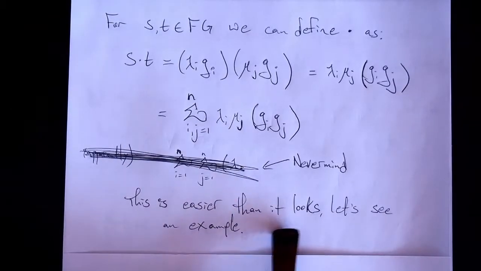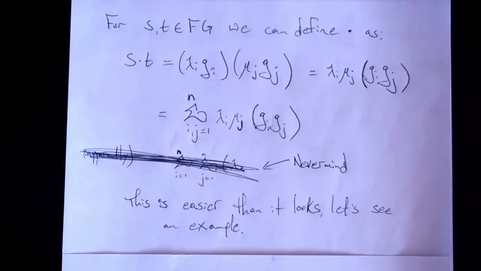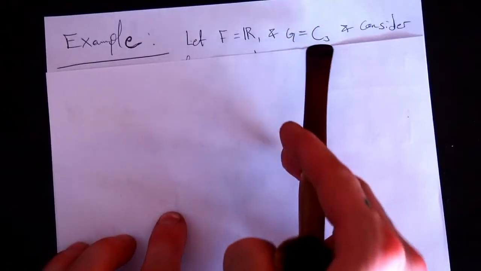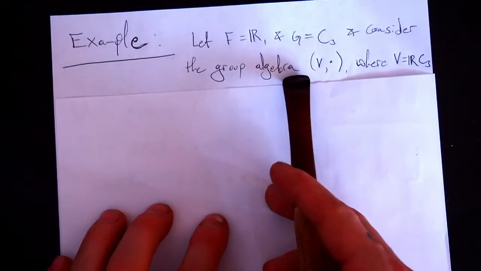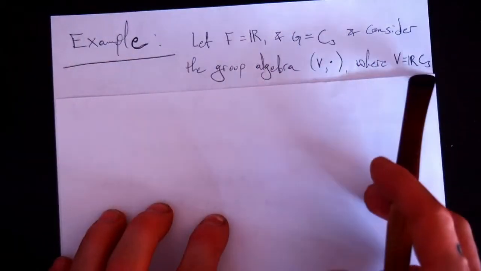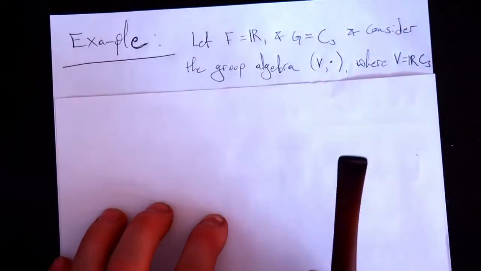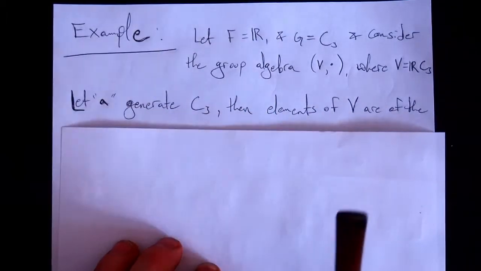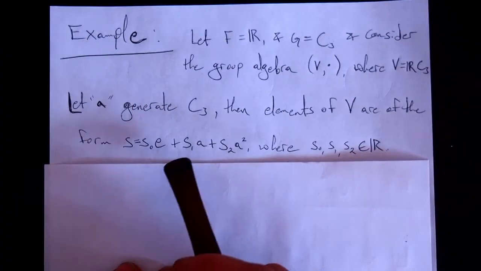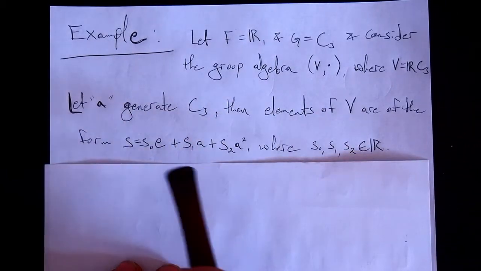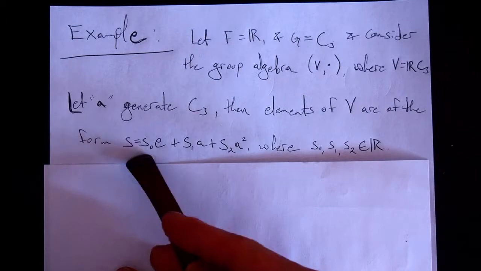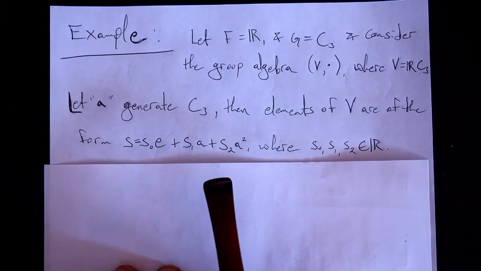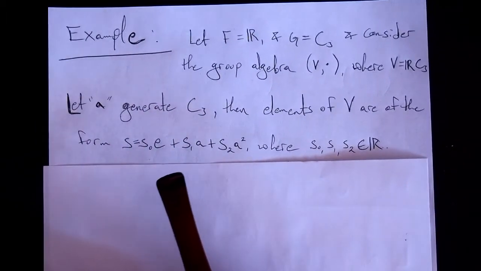If we look at an example, this all becomes really obvious. So I've written one up for you guys. Let's pick our field to be the real numbers. Why not? Let our group be the cyclic group of order 3. Now consider the group algebra V with a multiplication, where V is equal to RC3. That's our group algebra, and our multiplication is how we just defined it. If we let a generate C3, then all elements of V are of this form, where S0, S1, and S2 are all real numbers. Here are our group elements. We have one scaling factor for each of our group elements. I picked C3 because there's only 3 of them, and then my life was a little easier. You could see what elements would look like for any discrete group that you like.